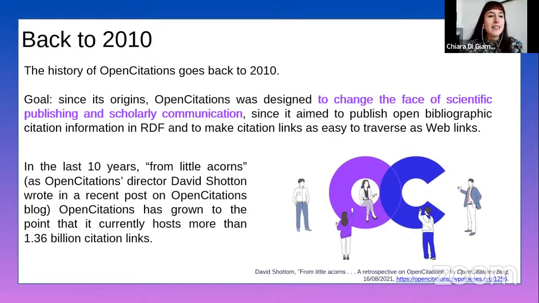The history of Open Citations goes back to 2010, and since its origins, Open Citations was designed to change the face of scientific publishing and scholarly communications, since it aimed to publish open bibliographic citation information in RDF and to make citation links as easy to traverse as web links. In the last 10 years, from little acorns, as David Shotton, our director, wrote in a recent blog post on the Open Citations blog, Open Citations has grown to the point that it currently hosts more than 1.26 billion citation links.